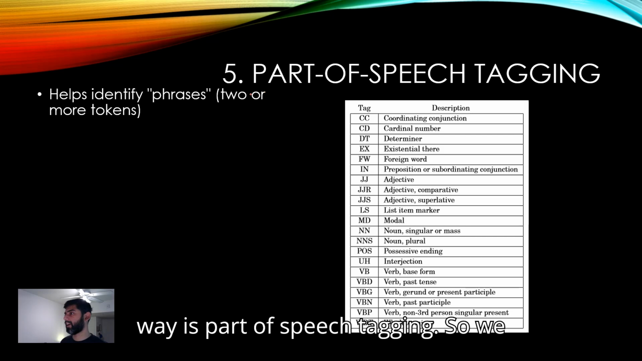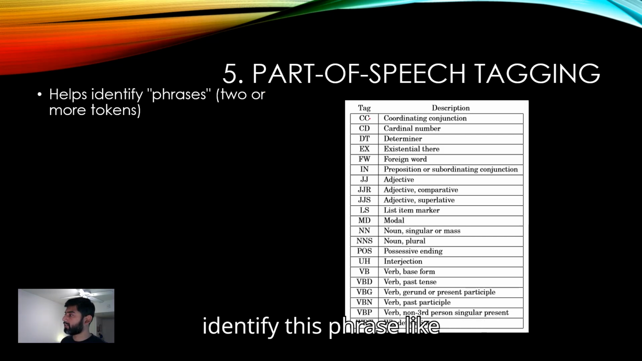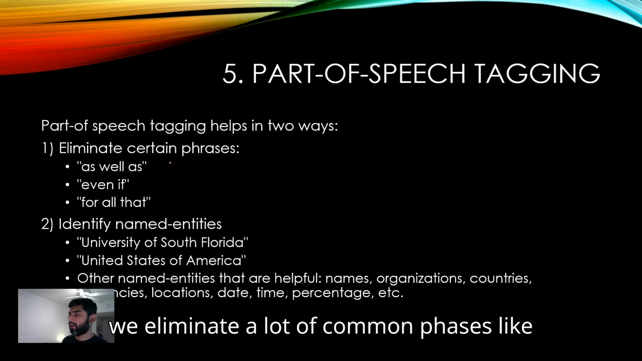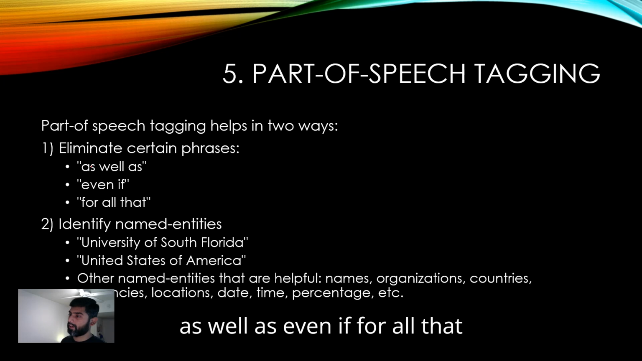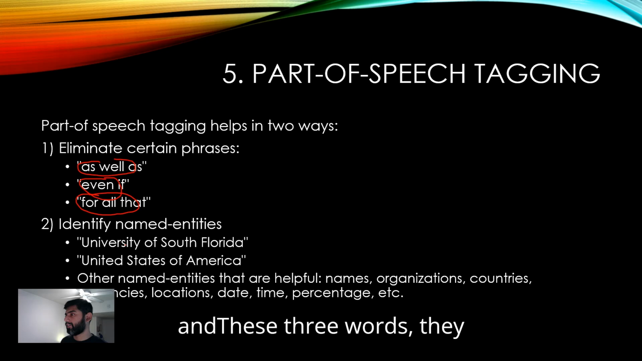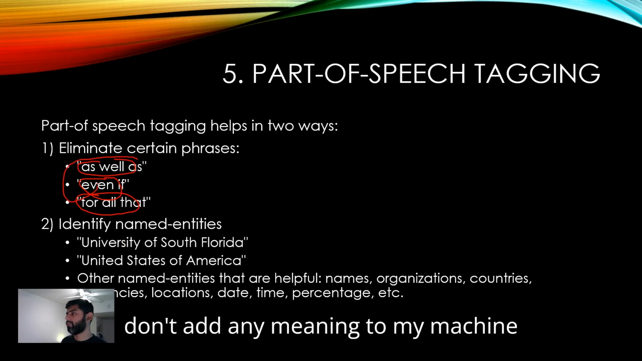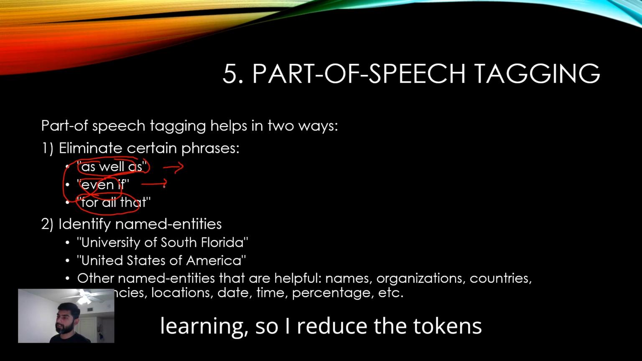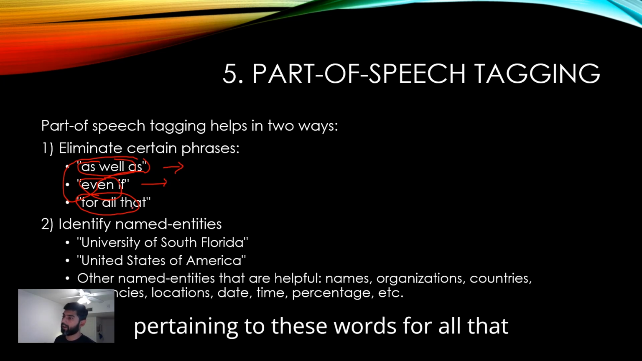The fifth way is part of speech tagging. We identify phrases and eliminate a lot of common phrases like as well as, even if, for all that. These words don't add any meaning to my machine learning, so I reduce the tokens pertaining to these phrases.